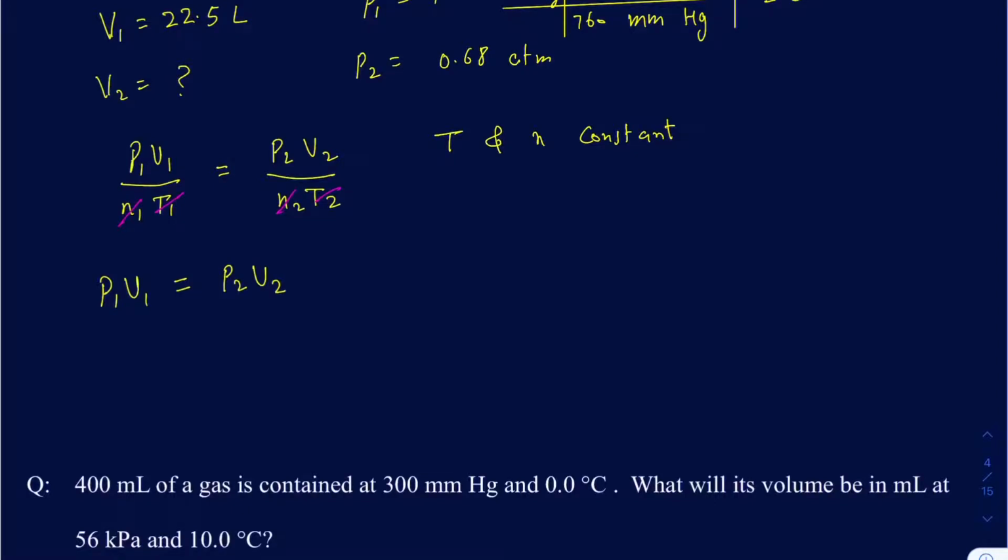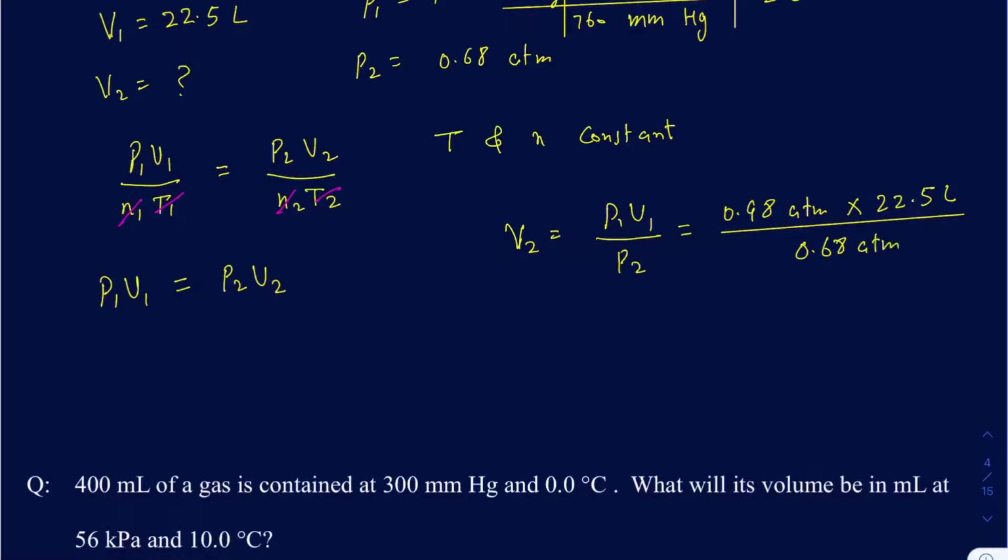I'm trying to figure out V2, so I'll write V2 equals P1 V1 over P2. Your P1 is given to be 0.98 atmosphere, your V1 is 22.5 liters, and your P2 is 0.68 atmosphere. When you set up the calculation, your units will cancel out except the one you're looking for. In this case, the atmosphere cancels out, and your answer is left only in liters, which is the unit we really want.